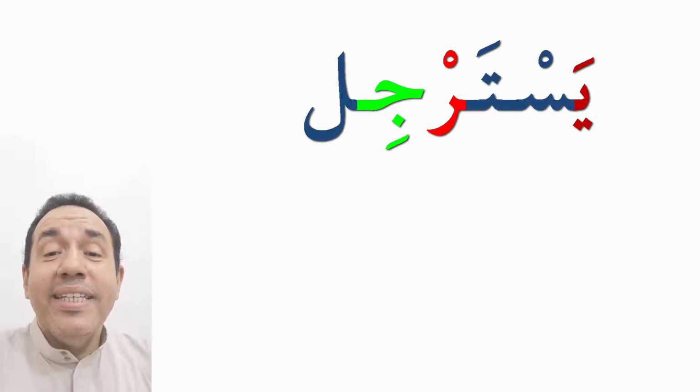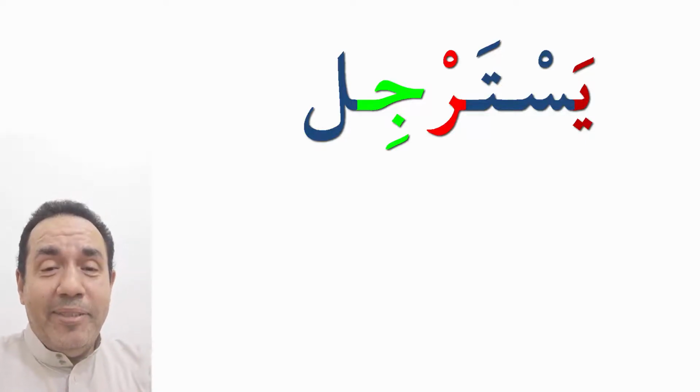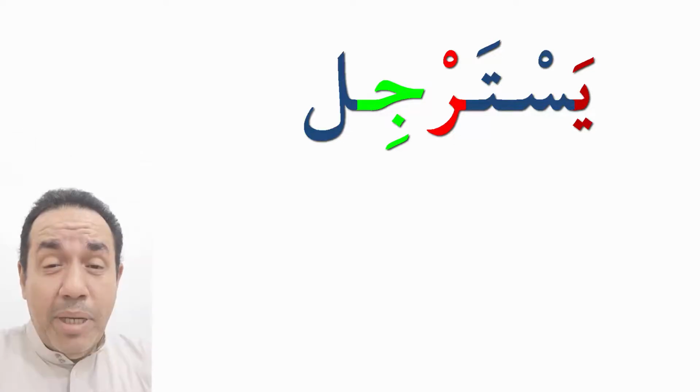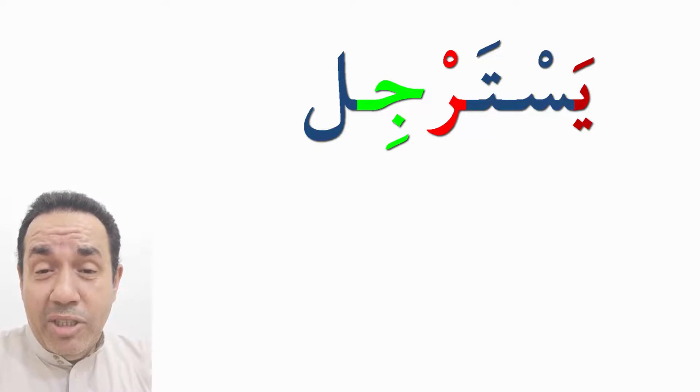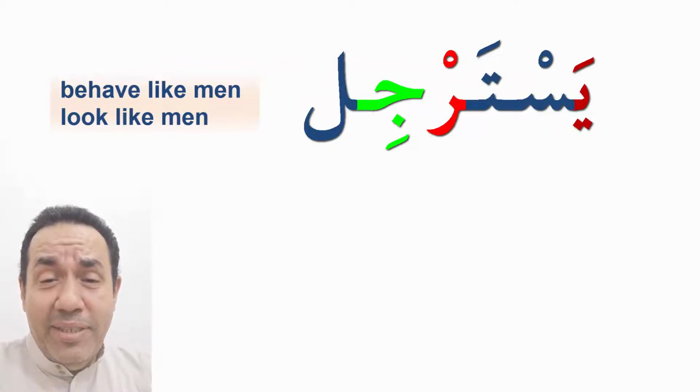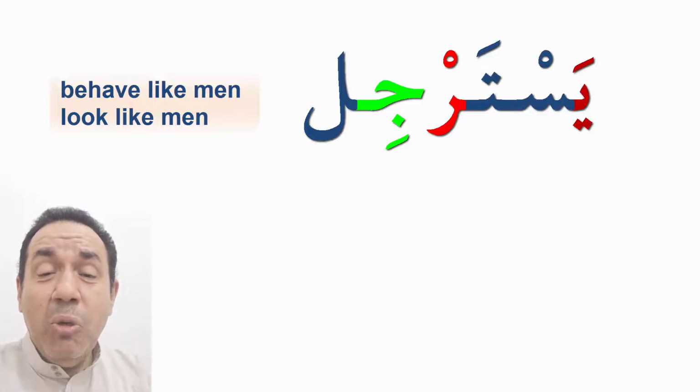The last verb from the root ra, jim, lam: يسترجل. Yastarjil here, it has a strange meaning among Arabs, but in the modern age, this is common. Yastarjil means behaves like men, looks like men.